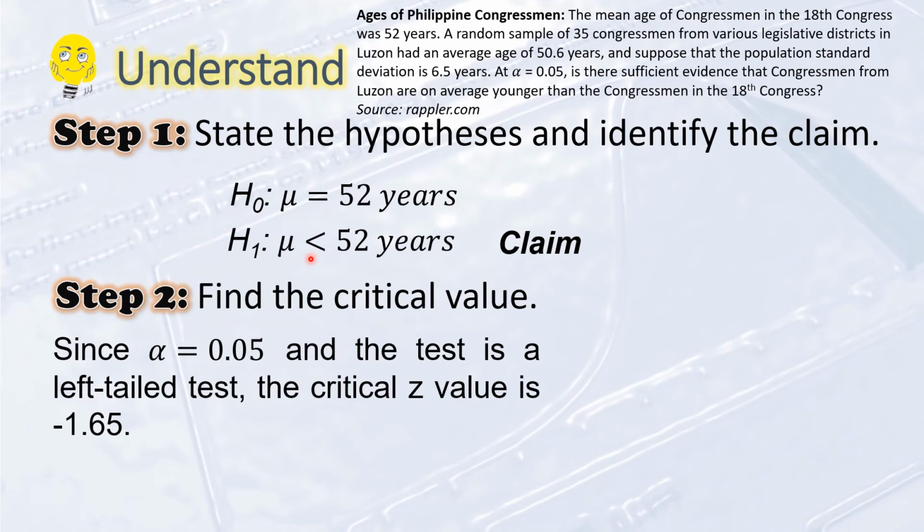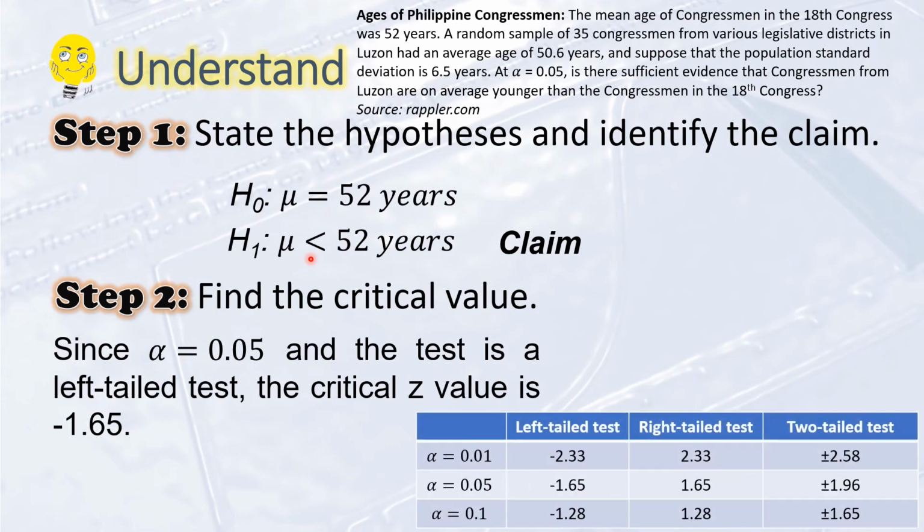However, since most tests are at alpha 0.01, 0.05, and 0.1, we can prepare a table of values so that it will be easier to identify the appropriate critical value for z. At alpha 0.01, in a left-tailed test, we use negative 2.33. In a right-tailed test, we use 2.33. And in a two-tailed test, that will be positive negative 2.58.